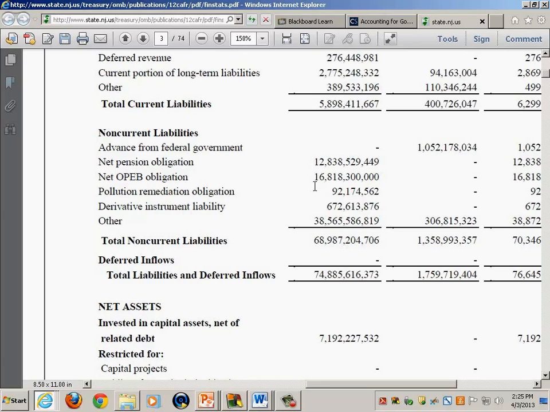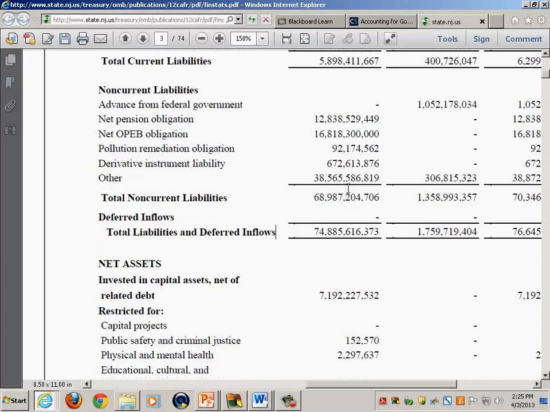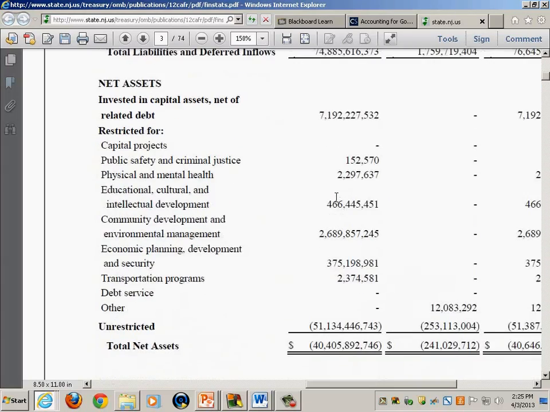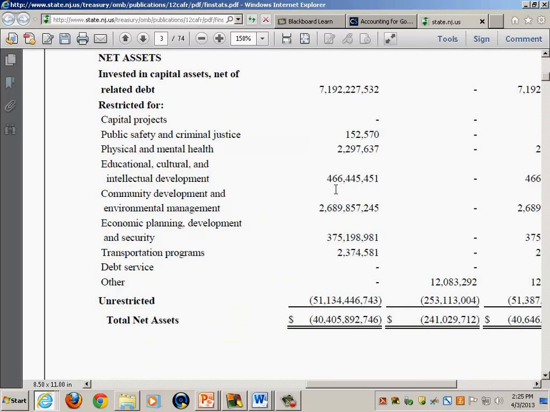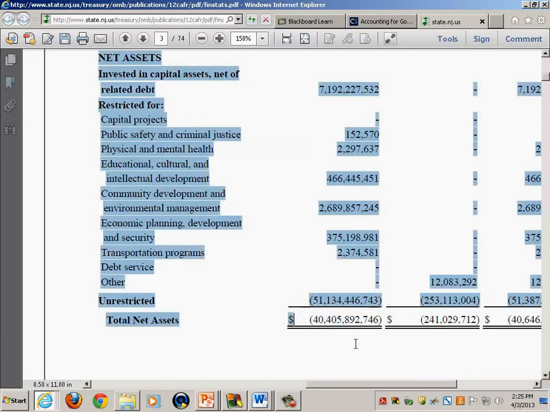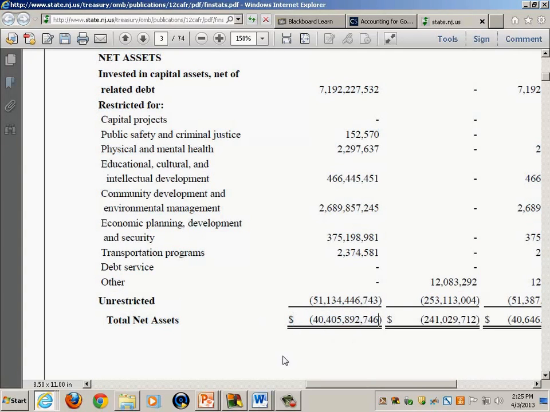But think about what this does. Because remember, when this number goes up, what happens to the net assets? Okay, look at what happens now. Look at state's net position. See that? What is that? That's a negative $40 billion. Do you see why this is of concern?